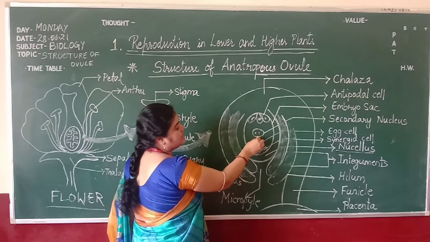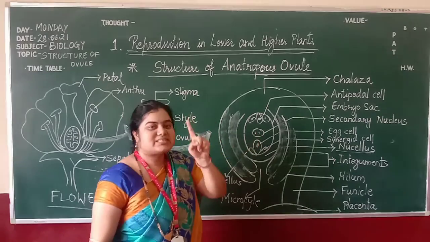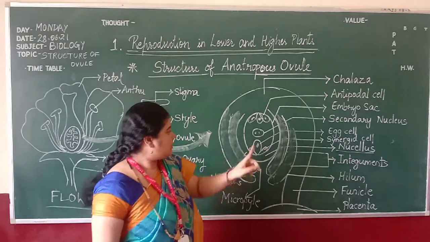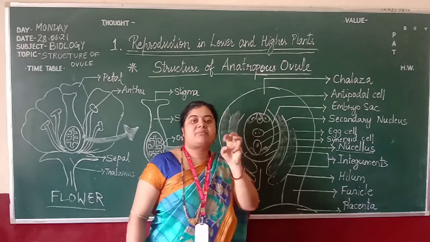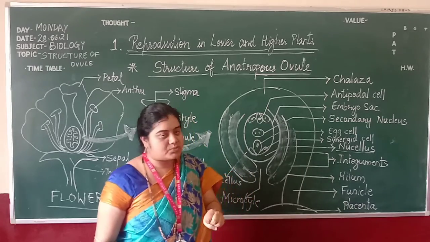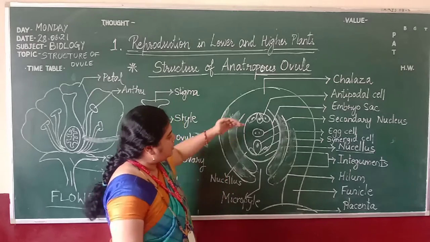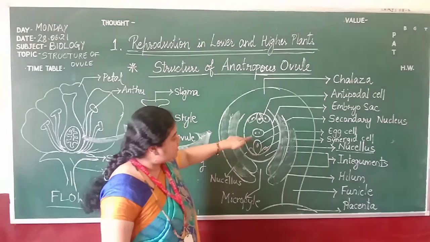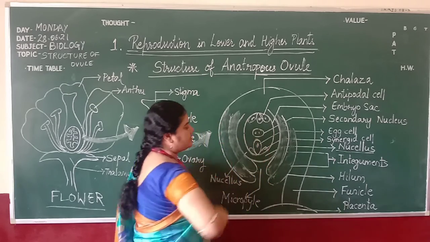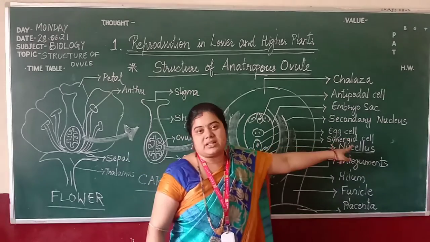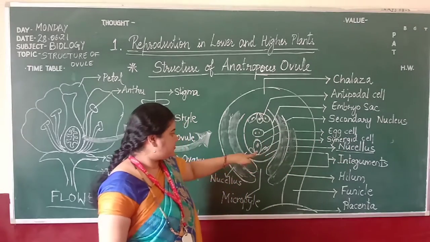Below the antipodal cells, we can see a circle with 2 dots, meaning a single cell with 2 nuclei. These are called the secondary nucleus, to which the second male gamete fuses and forms the endosperm. This is diploid in nature, having 2 sets of chromosomes. Next, below this secondary nucleus, we can see one enlarged cell. This is the egg cell, which fuses with the male gamete and forms the zygote.